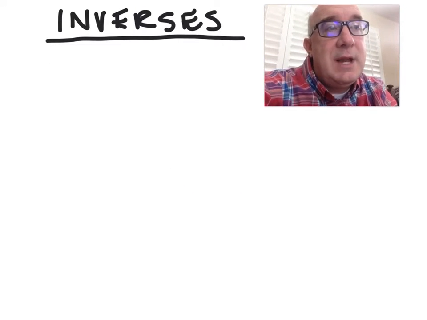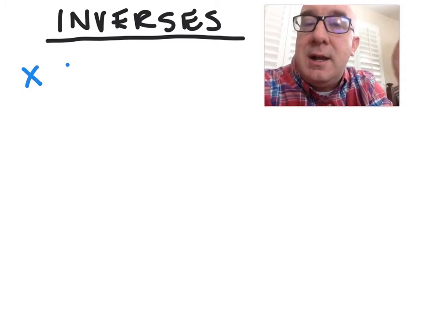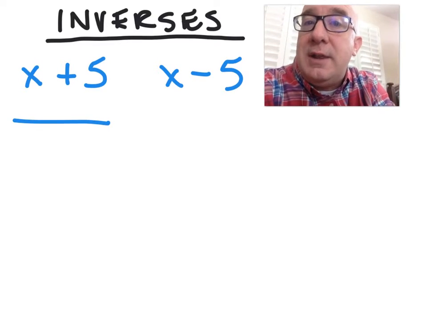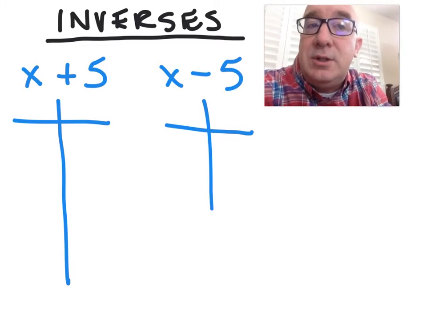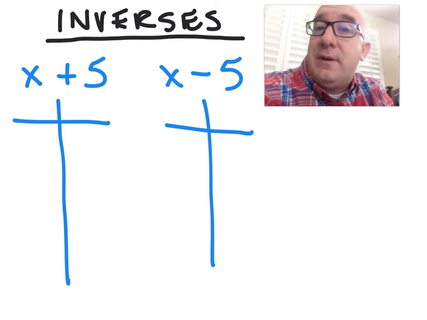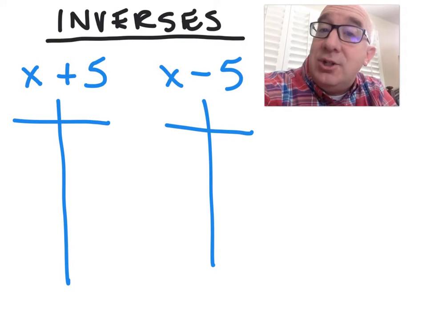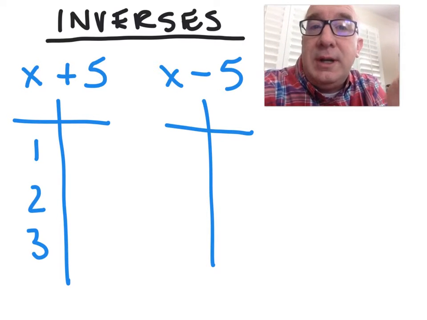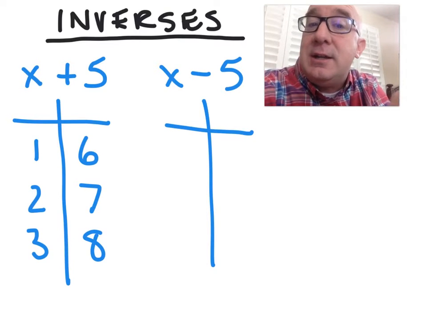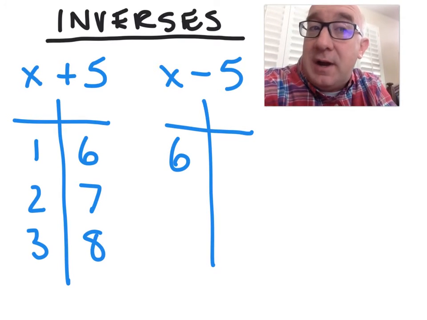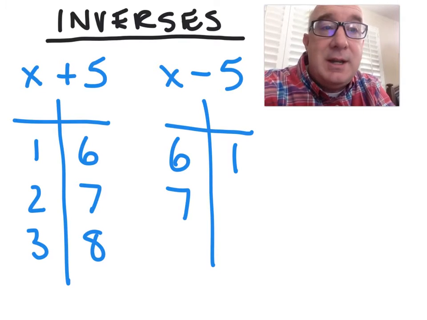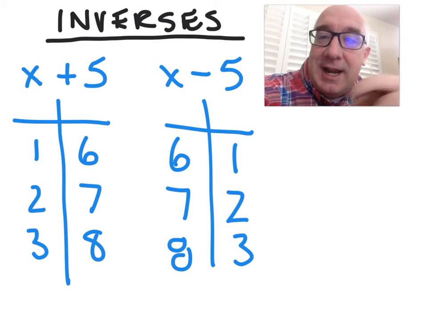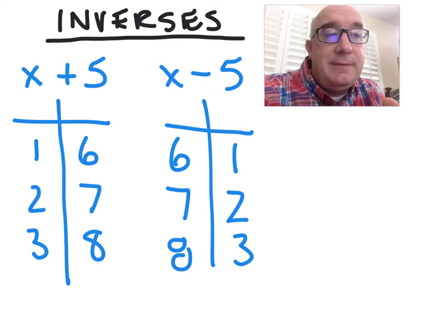Just to show you one more example of that same idea, let's say this is x plus 5 and this is x minus 5. These are the inverses of each other, right? One is to add 5, and if you take 5 back, it's the undoing or the inverse. So if we put in 1, 2, 3, we get 6, 7, and 8. If you put in 6 minus 5, you get 1. If you put in 7 minus 5, you get 2, and 8 minus 5 is 3. Notice again, the table of values are completely flipped.